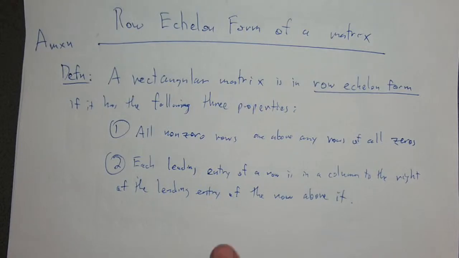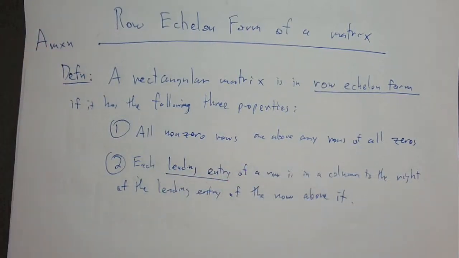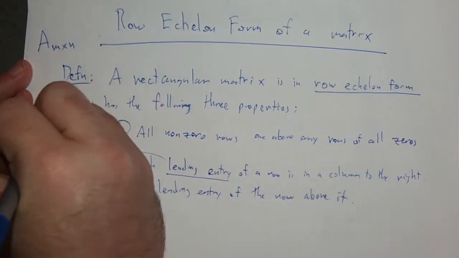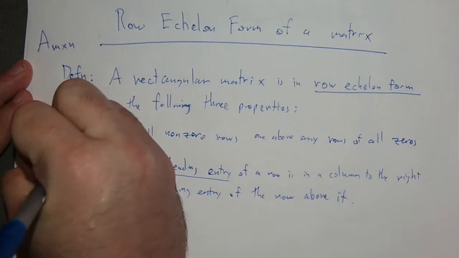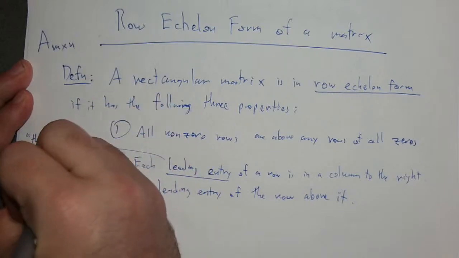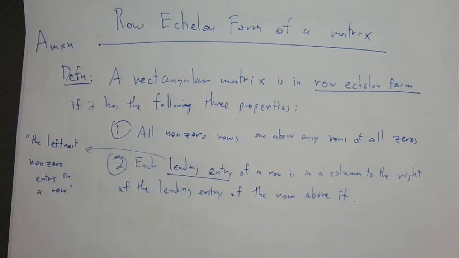So what does this mean? This will make a little bit more sense after you see what's going on in an actual matrix. But I've used a word here that I didn't define yet: leading entry. What is a leading entry? A leading entry is the leftmost non-zero entry in a row. So anything that is a leading entry for some row is just the leftmost non-zero entry in that row.